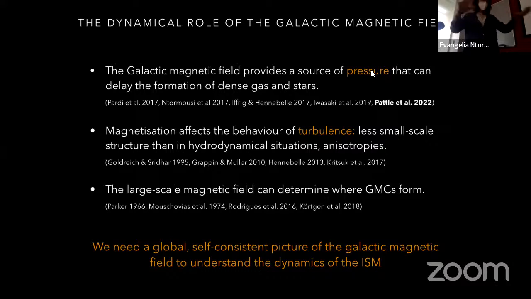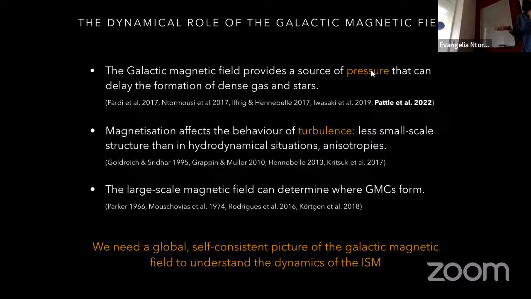And on the large scales, it has been proposed for a long time that the magnetic field can control where molecular clouds form. This is called the Parker instability. So imagine the galactic disk and imagine a magnetic field that is toroidal, so it's parallel to the disk everywhere. You have two forces there. You have gravity that tends to pull everything towards the disk, and you have buoyancy. So when you have supernova explosions that insert thermal energy and cosmic rays, things tend to go away from the disk.